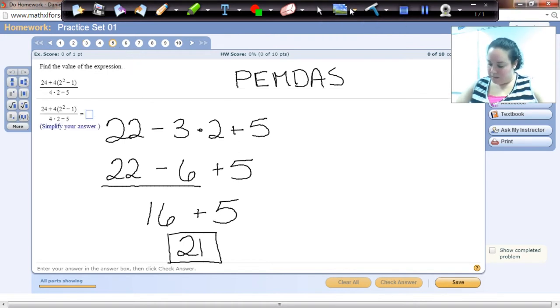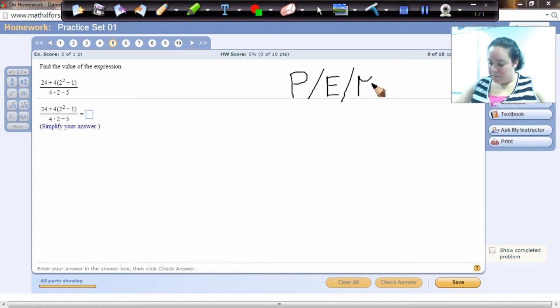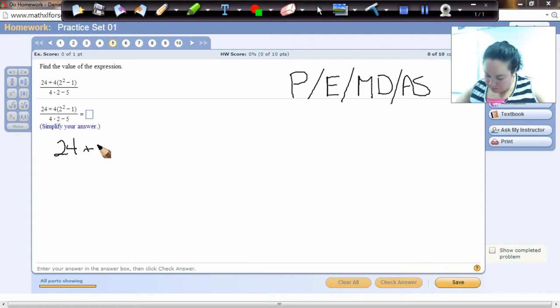Let's try that one. Okay, a little bit of a step up. We can do it. Let's rewrite our order of operations so we can remember them. Parentheses first, okay, then exponents, then multiplication and division, and then addition and subtraction. So in this problem, let me copy it down real quick. 24 plus 4 times 2 squared minus 1 divided by 4 times 2 minus 5.